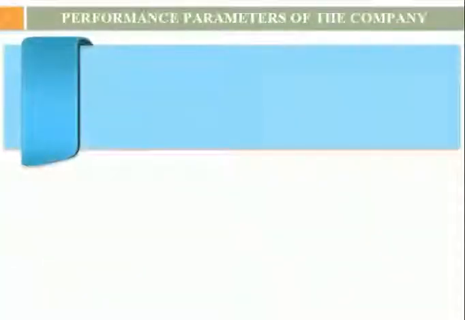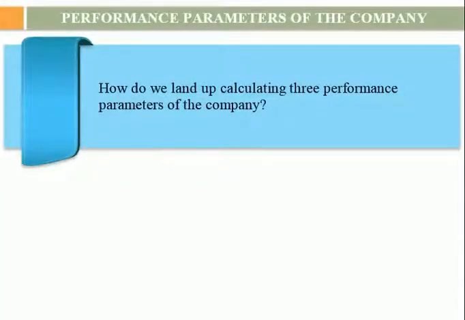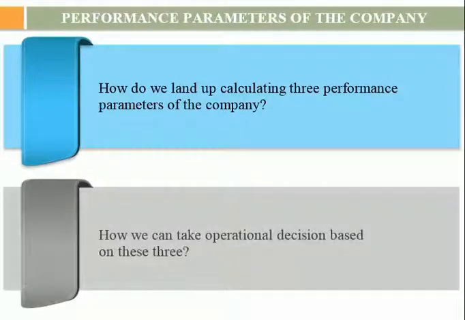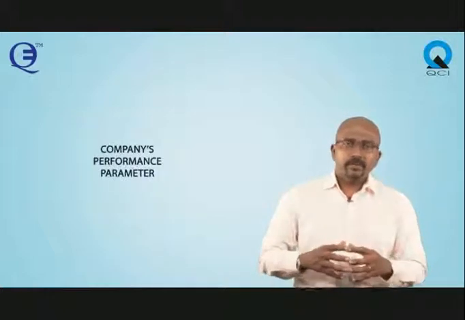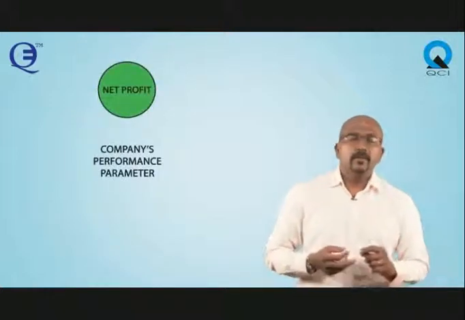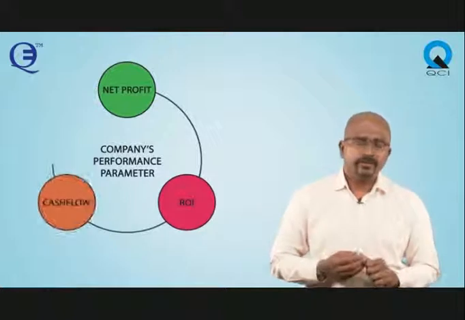Let us see how we end up calculating the three performance parameters of a company. And then later on we will see how we take operational decisions based on these three. So the three company performance parameters are net profit, ROI and cash flow. Let's take net profit.